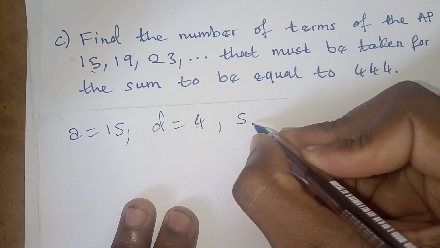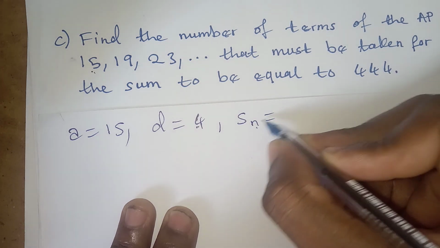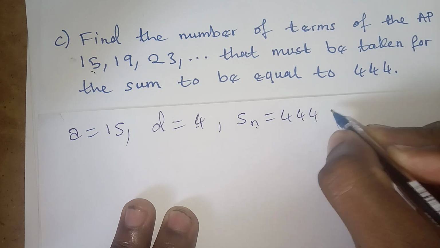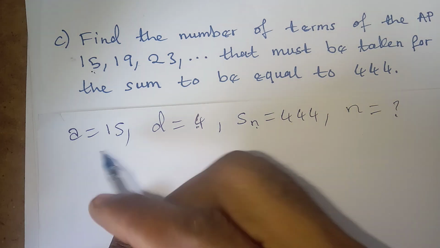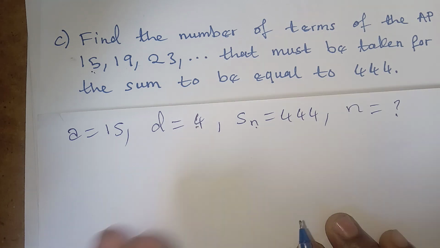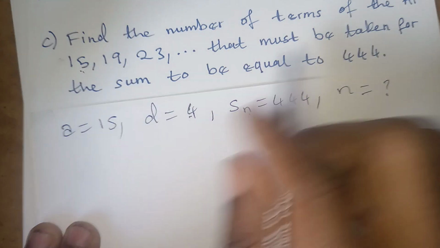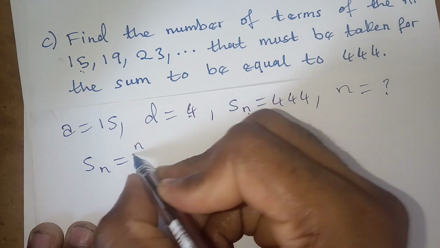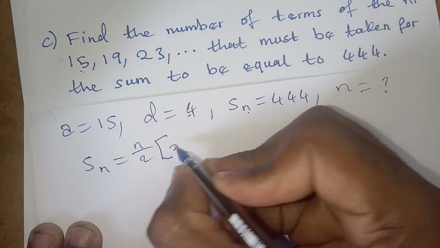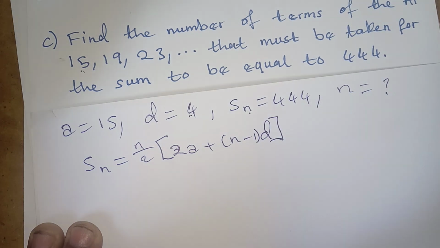And then we want to find this. The sum of the nth term is 444, but the n is unknown. So you can use the equation which has all these things and solve for n. That equation is the sum formula for an AP, which is given by S sub n is equal to n over 2, and then 2a plus n minus 1 d.